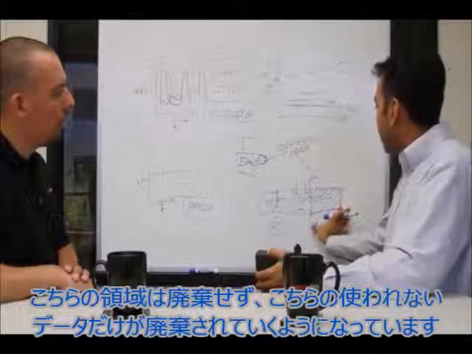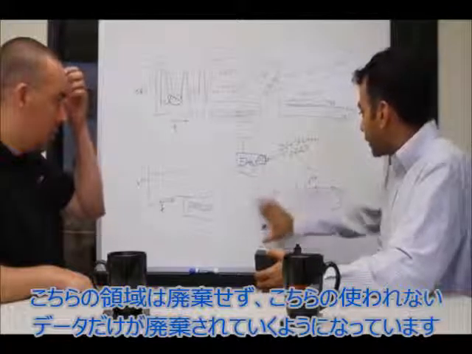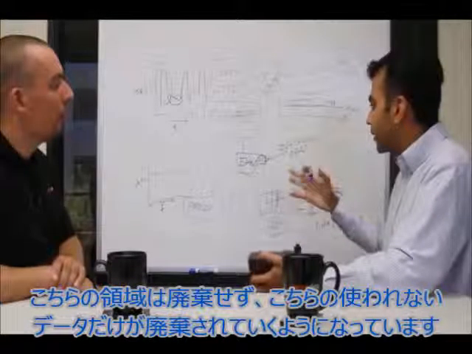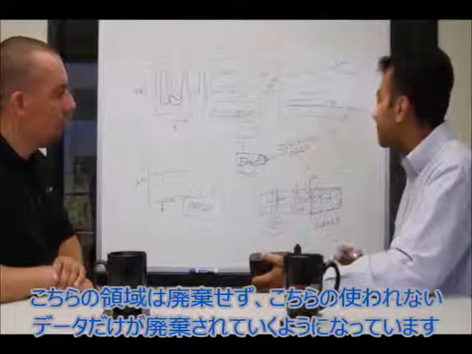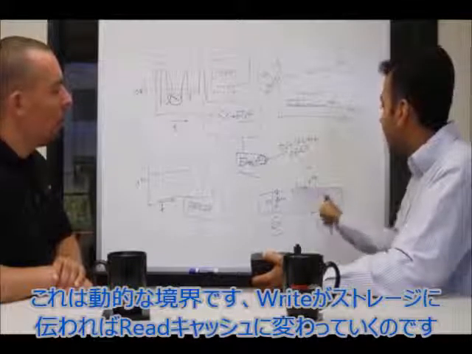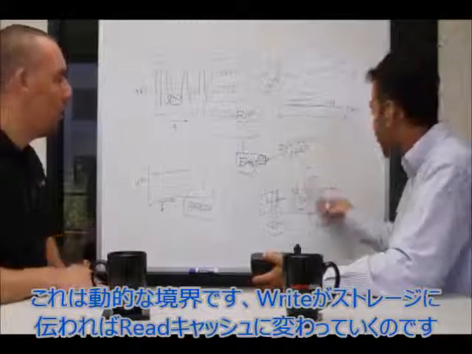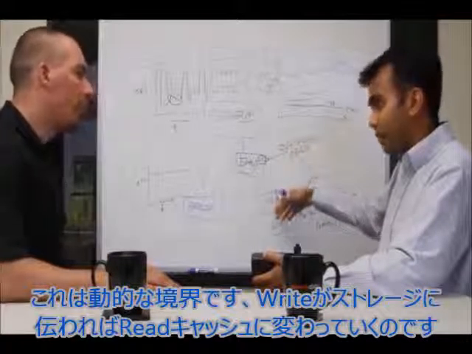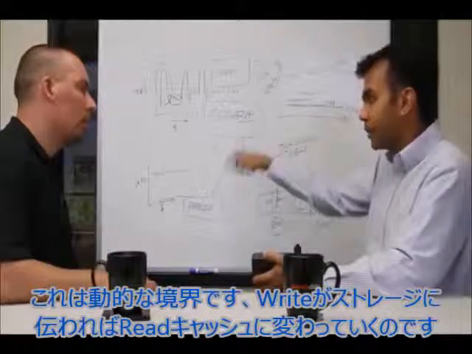There is the part that can never be evicted. There is the part that can be evicted based on the IO characteristic of the application, and it's a very dynamic boundary between the two parts. This part is being converted into this part as we write out to the SAN.